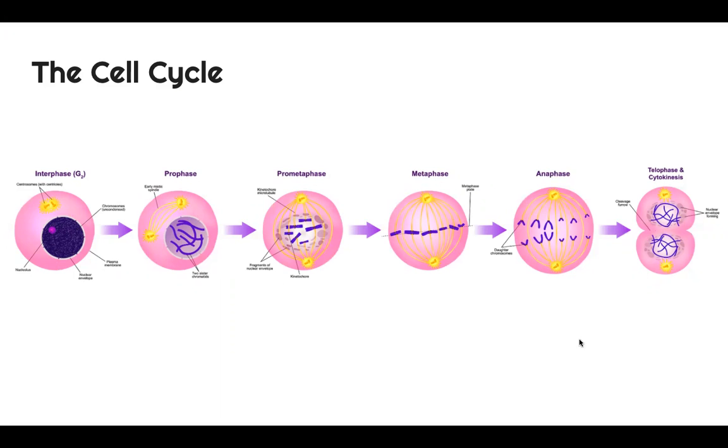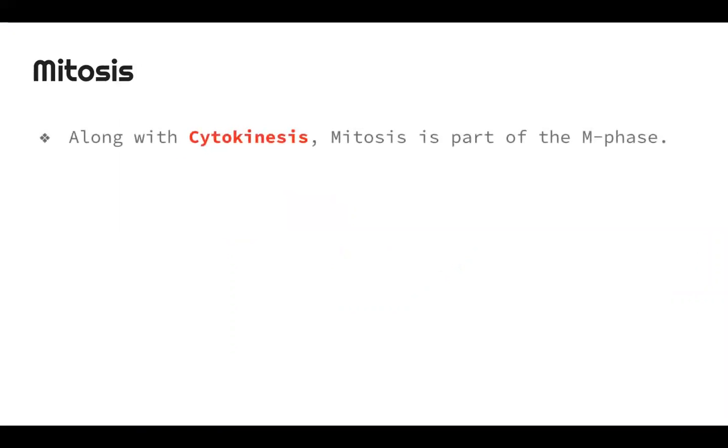So you can see the cell is getting ready to divide in cytokinesis. Okay, so there are a series of steps that have to happen before your cell is actually ready to divide. And we're going to learn each of those steps. So along with cytokinesis, mitosis is part of the M phase. So before we had interphase with the G1, S phase, and G2 phase. Now, mitosis and cytokinesis are part of M phase.